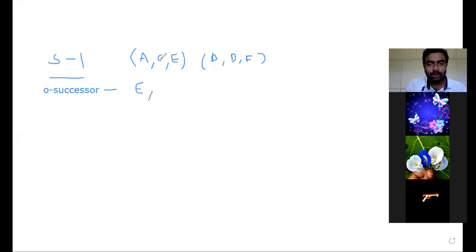Then what is the zeroth successor of state C here? E, sir. Okay, so I'm writing E. Then what is the zeroth successor of state E? C, sir. C. So I'm making E, E and C as one group. And tell me, students, what is the zeroth successor of B, D, F? F, B, B, sir. So F, B, B. Noted them down.